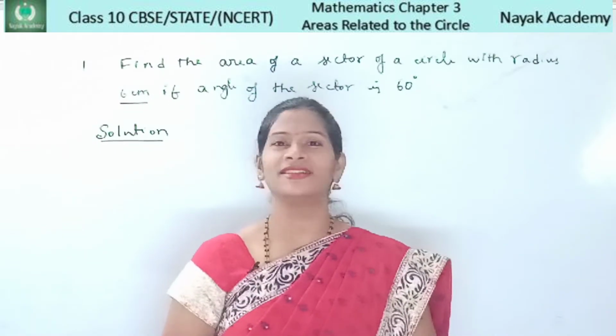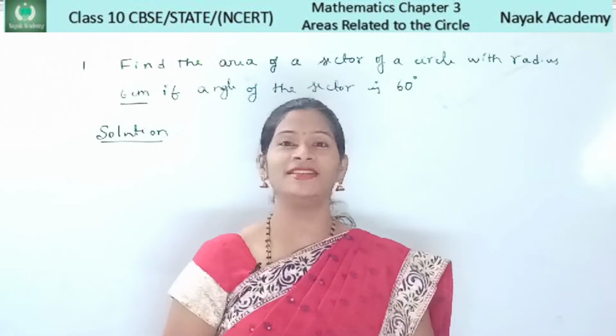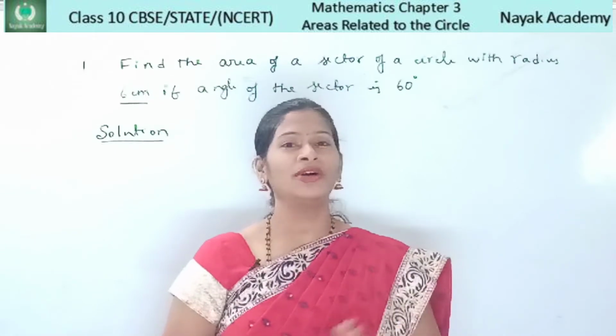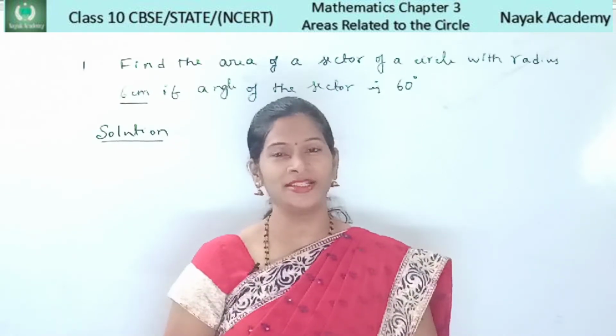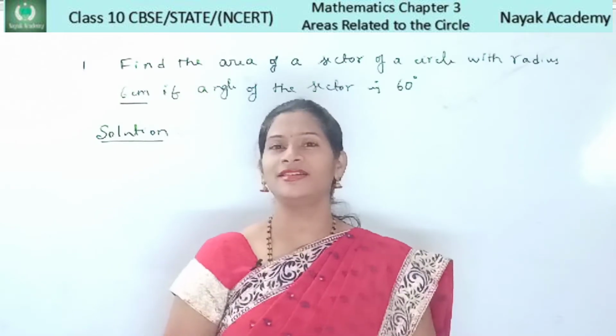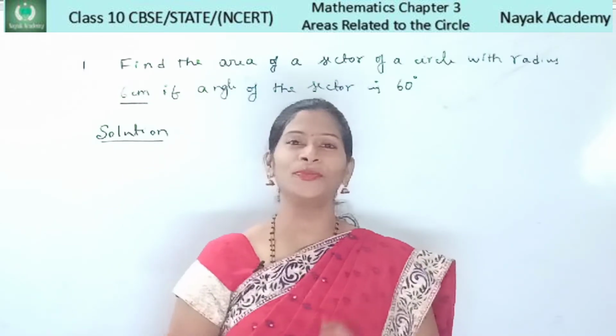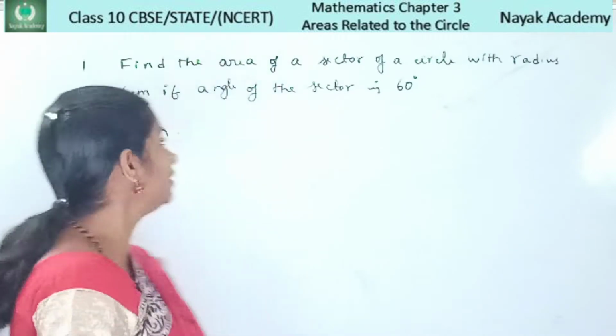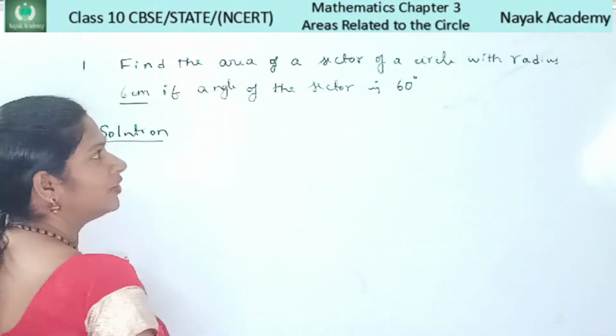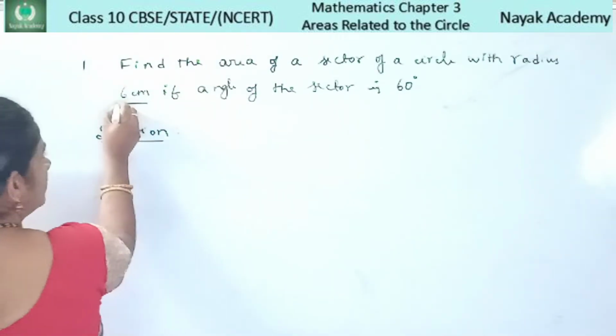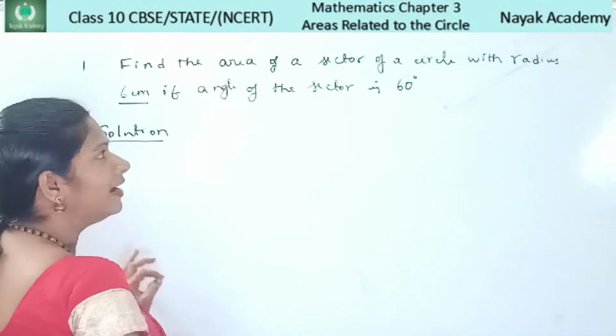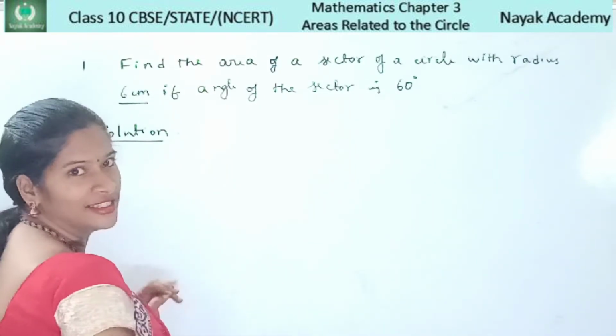We are solving exercise problems on the chapter Areas Related to Circles. We have completed the first exercise problems. In today's session, let us discuss the second exercise's first two problems. Coming to the first question: find the area of the sector of a circle with radius 6 cm if the angle of the sector is 60 degrees.